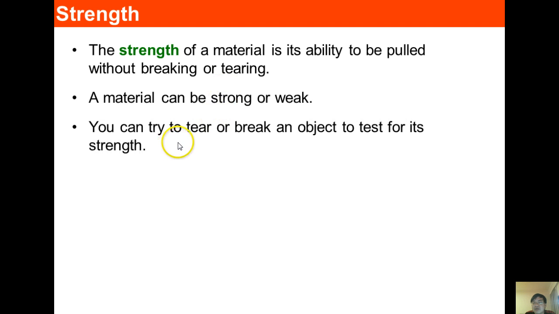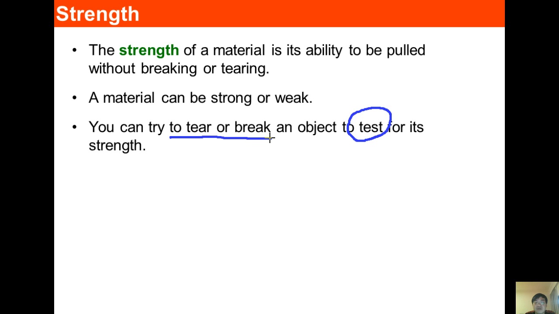Now you can try to tear or break an object to test. Now watch out, this word: we need to test the suitability of the material. For example, I need to test whether this material is strong or weak. So what do I do? I would try to tear or break them. A piece of paper, I can just easily tear it. So that piece of paper is not as strong as my plastic folder cover.